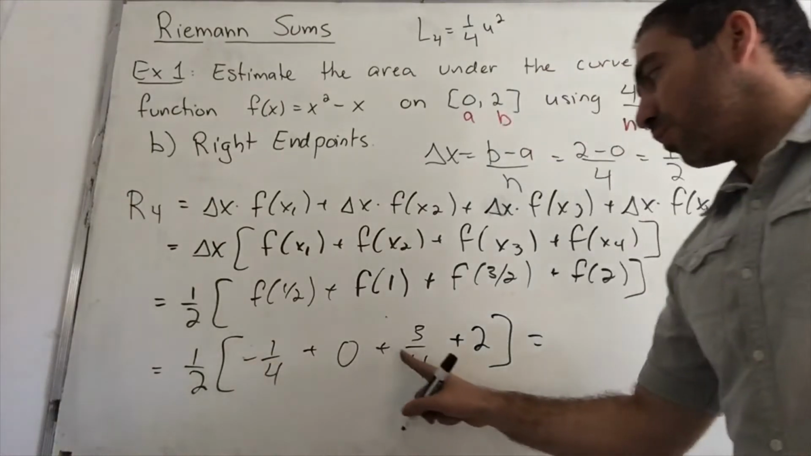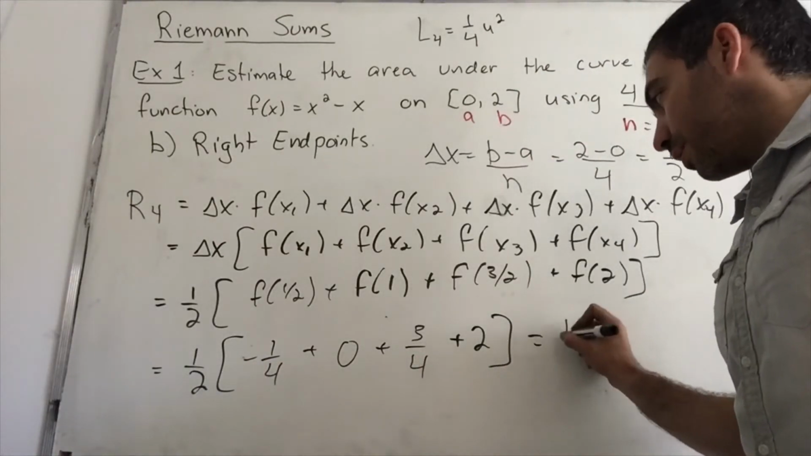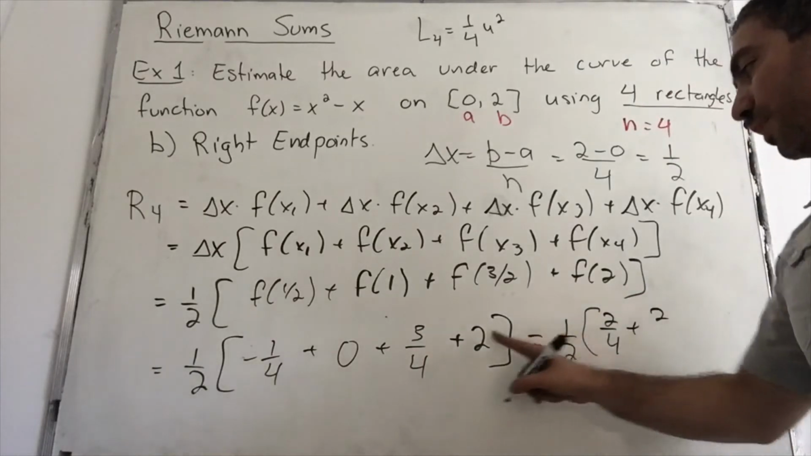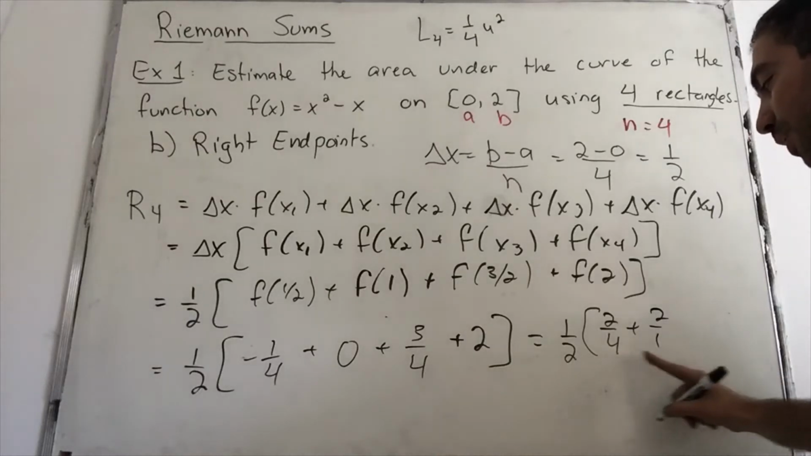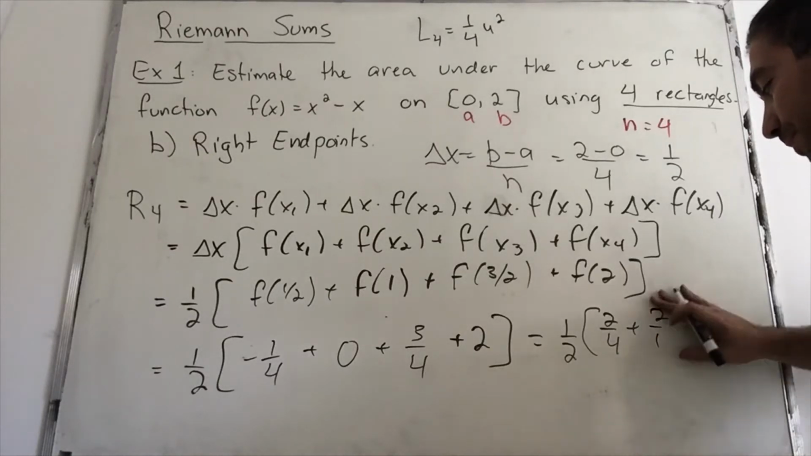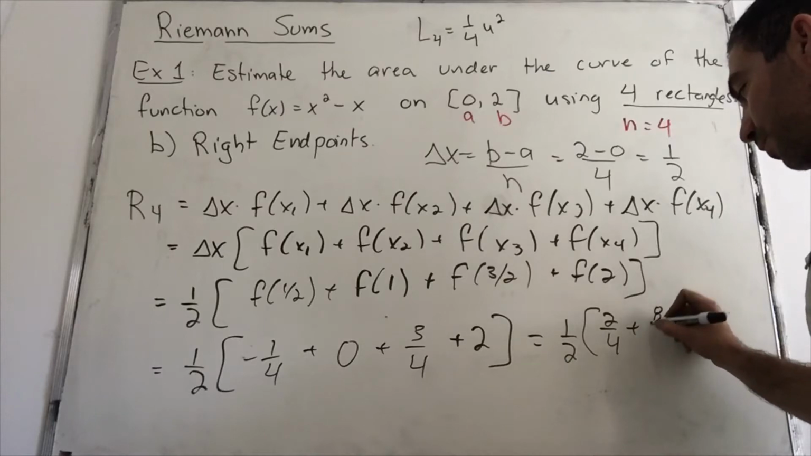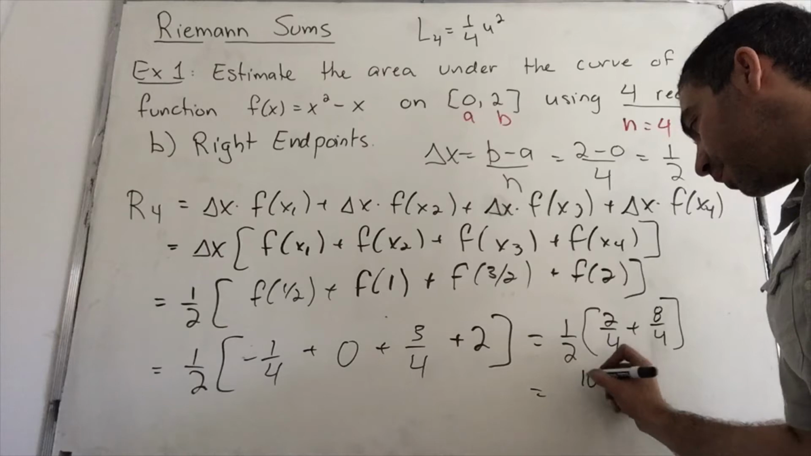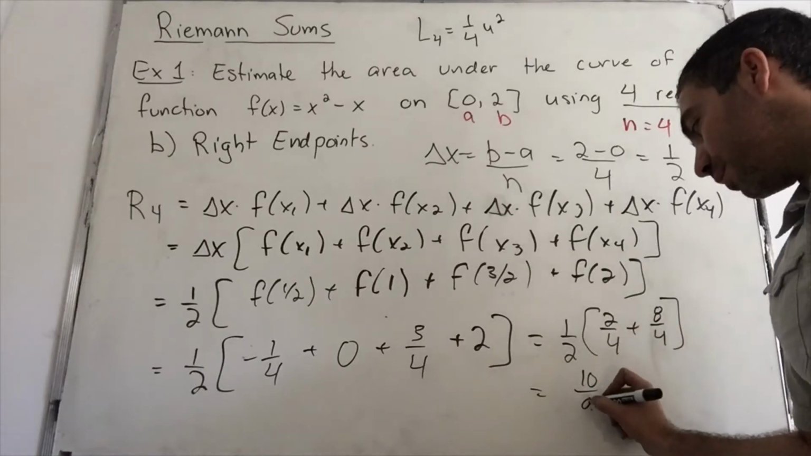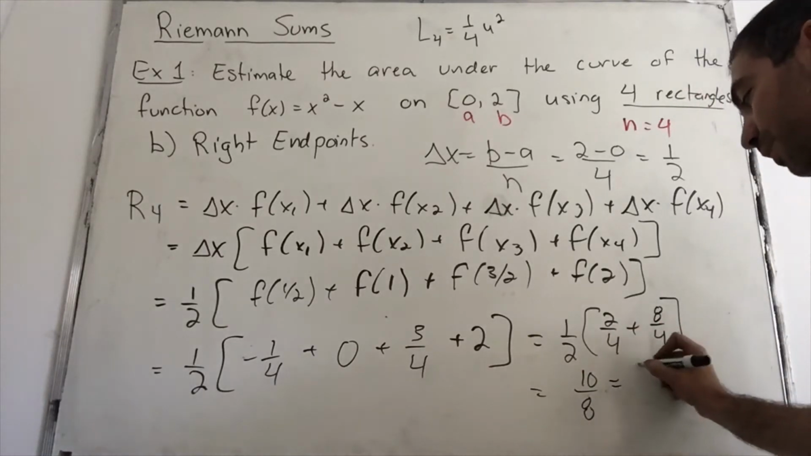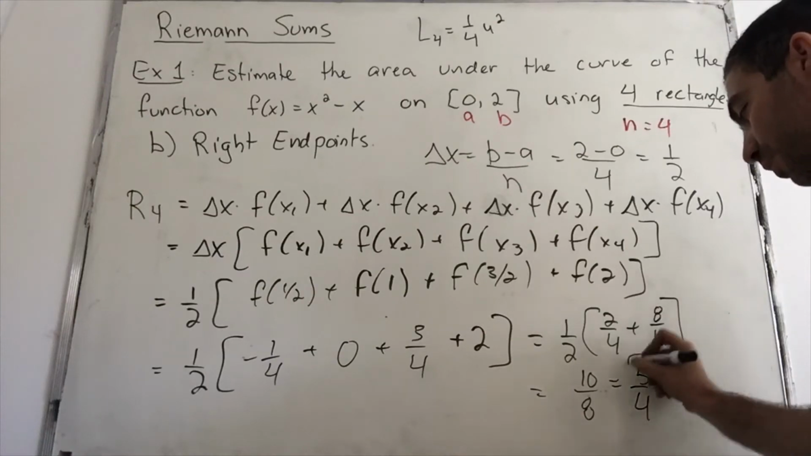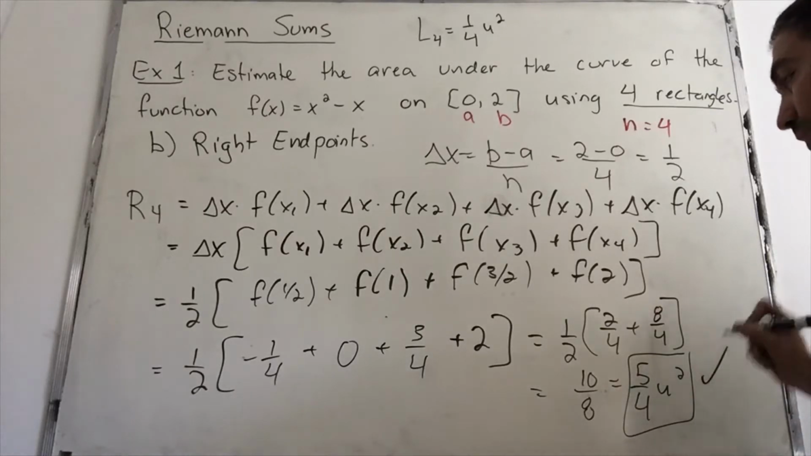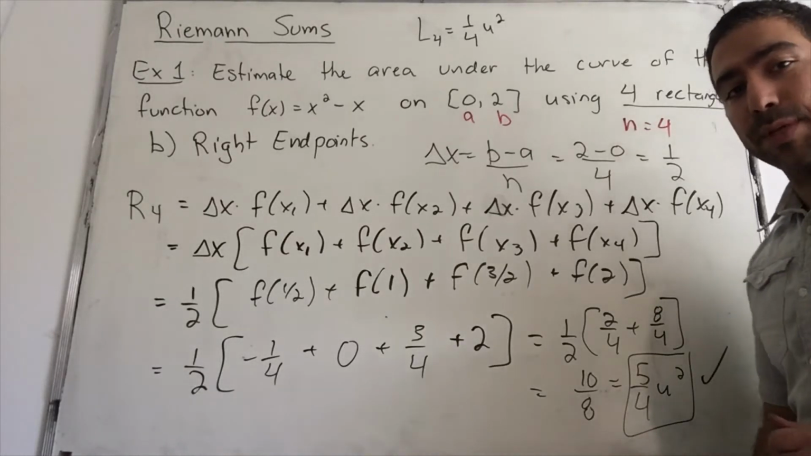So let's go ahead and solve this. Negative a quarter plus 3 quarters is 2 quarters, plus 2. 2, we could think of it as 2 over 1. And now we can find a common denominator by multiplying the top and the bottom by 4, giving us 8 on 4. So this gives us 2 plus 8 is 10. And on the bottom we have 4. 4 times 2 is 8. Dividing the top and bottom by 2, we get 5 over 4 units squared. So the right endpoint estimate is 5 over 4 units squared. And we're done. Let's go ahead and look at the midpoint now.